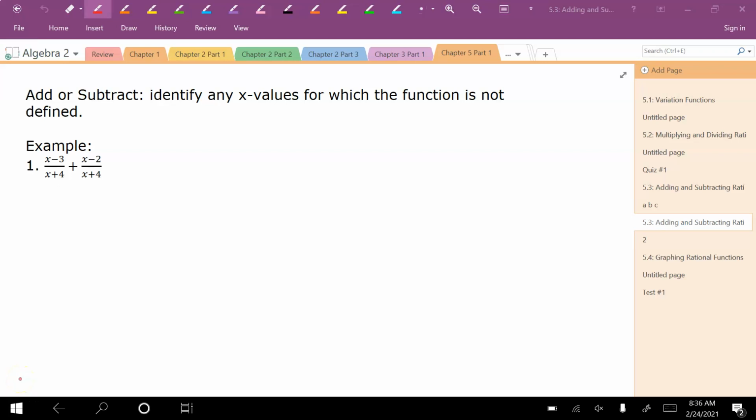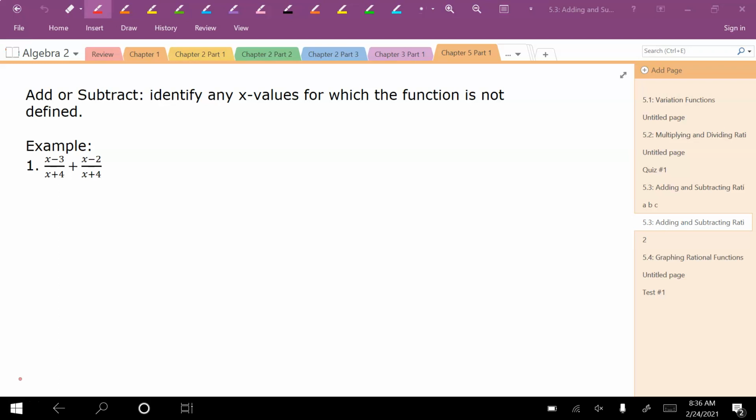So we're just going to finish up this adding and subtracting section. We're still going to be adding and subtracting these rational expressions, so these fractions. We are going to add in now where we want to also state any values that x cannot be, because it would cause the expression to become undefined.